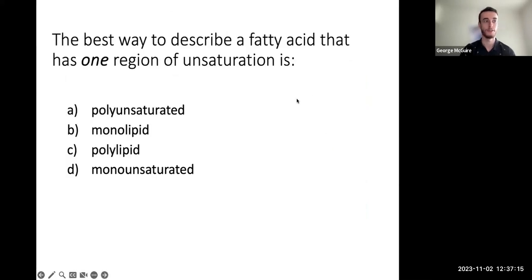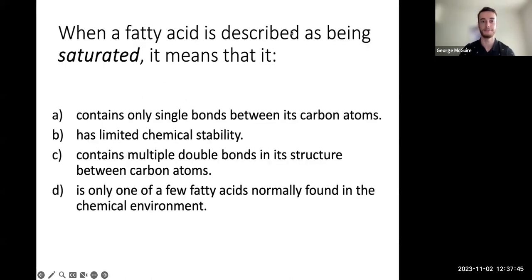Right. So a few practice questions here to review what we've talked about so far. Take a second to read each of these and think about your answer and then continue. In this case, the best way to describe a fatty acid that has one region of unsaturation is, hopefully you chose monounsaturated here, right? Mono is a prefix meaning one, so a monounsaturated fat has one region of unsaturation. Poly is a prefix meaning many, so a polyunsaturated fat would have many regions of unsaturation.